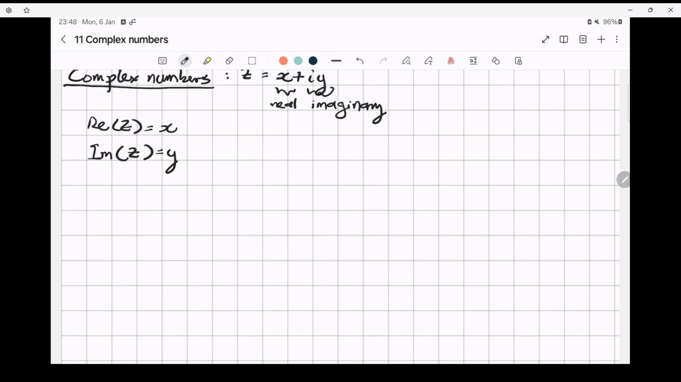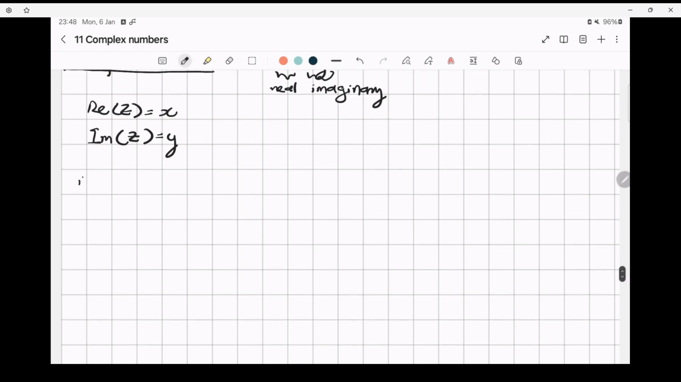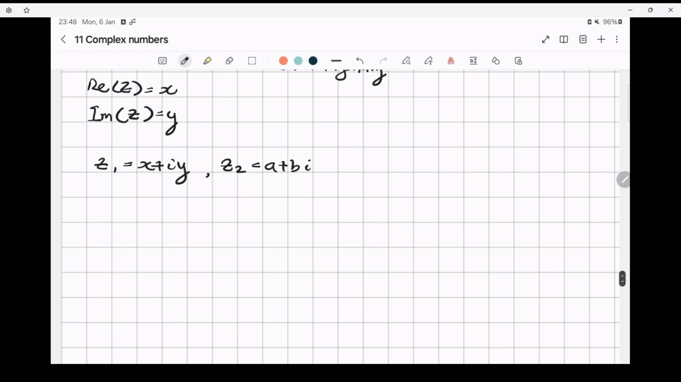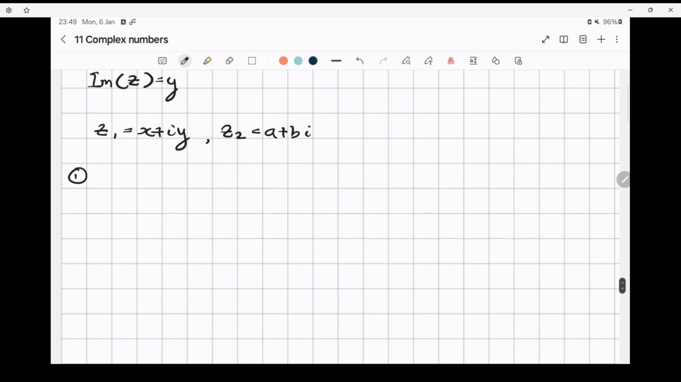So there are a few properties for complex numbers. The first one. So, sorry, before that, let me state that z1 equals to x plus iy, z2 equals to a plus bi. So I will use this particular notation for the rest of the discussion. So the first property, if you want to say that z1 equals to z2, what does it mean? It means that the real part has to be the same, the imaginary part has to be the same. So it means that x has to be equal to a, y has to be equal to b. So when you say that two complex numbers are the same, then you must compare the real parts and the imaginary parts.